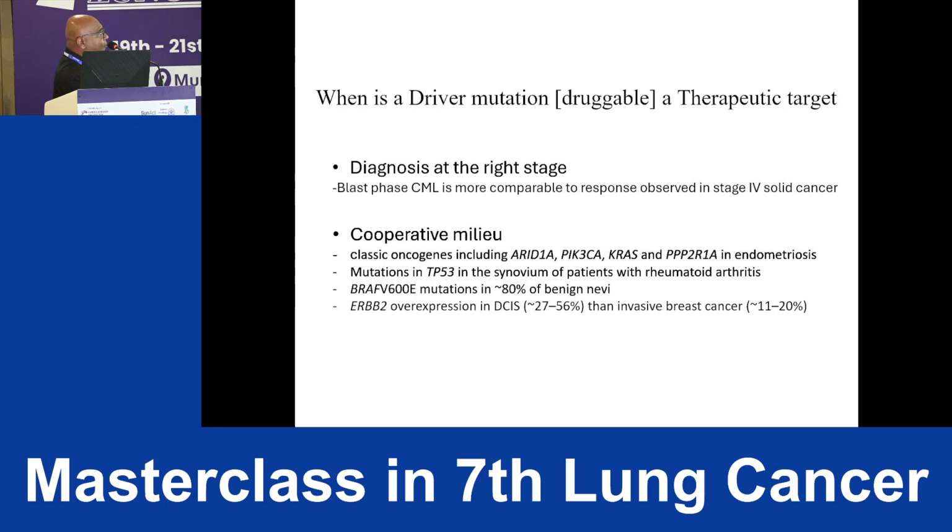You look at the synovium of patients, you will find high P53 mutation alterations associated with rheumatoid arthritis. What are they doing over there? BRAF mutation, we know about melanoma. 80% of benign nevi are associated with V600E, one of the very activating alterations. ERBB2 alterations are known to be more associated with DCIS as compared to invasive cancer. So it's all about the context. And it's all about understanding the biology of your patient, of the tumor of your patient, and then making an informed decision. That is what is required.